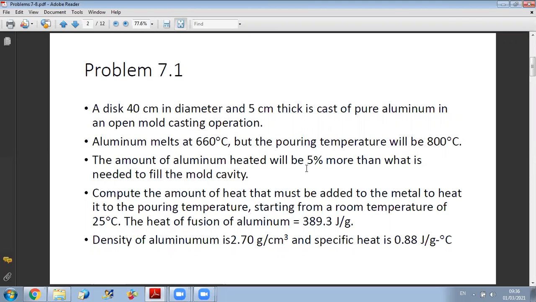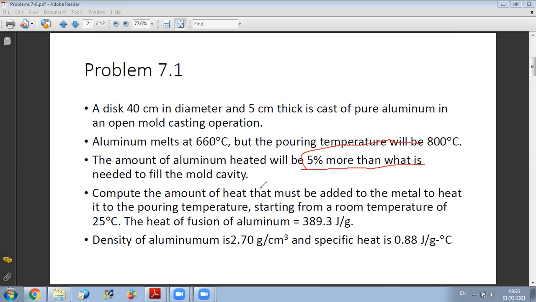Why do we always put more? Due to take into account shrinkage effect. So in order to have the final desired dimensions, we always supply additional molten metal. So here they gave you the percentage. So we are heating 5% more than what is needed to fill the mold cavity.